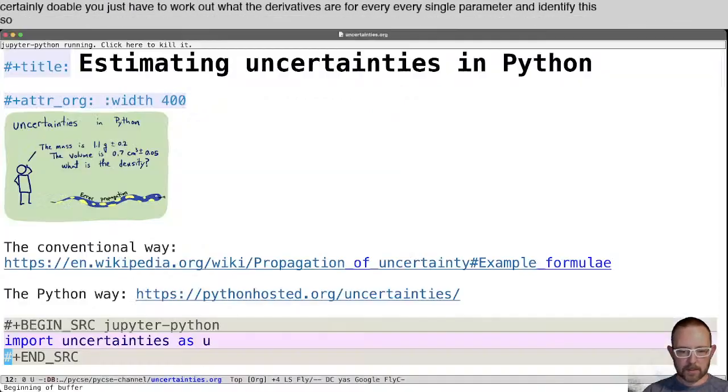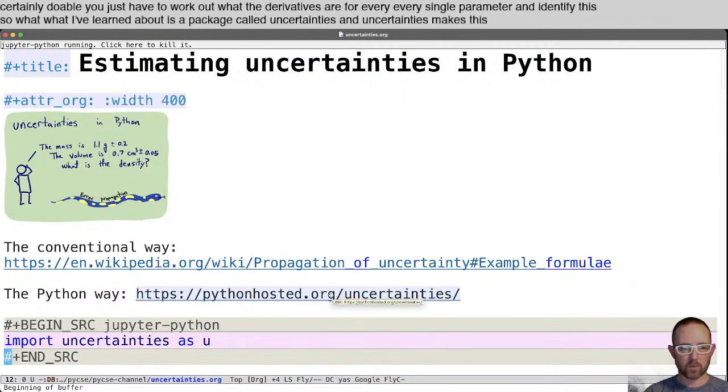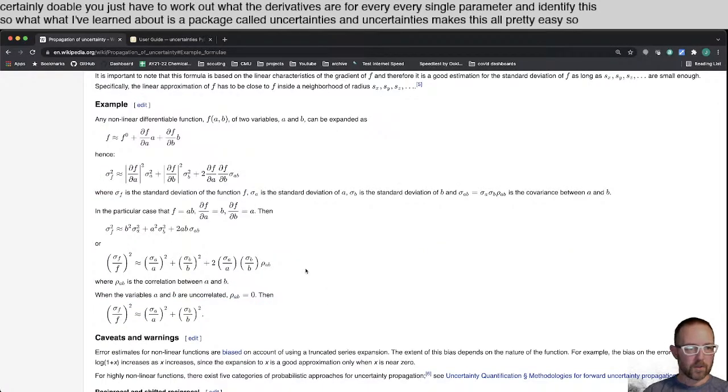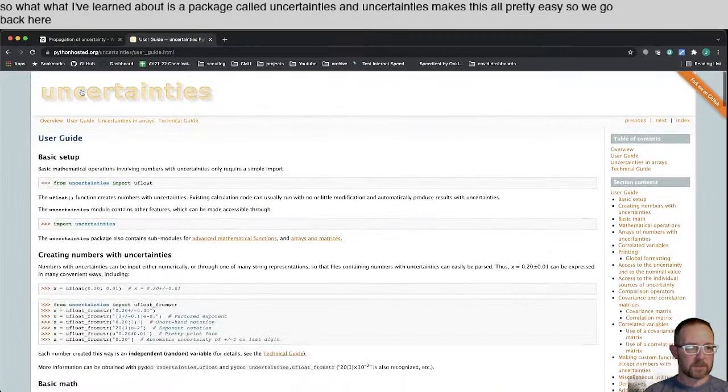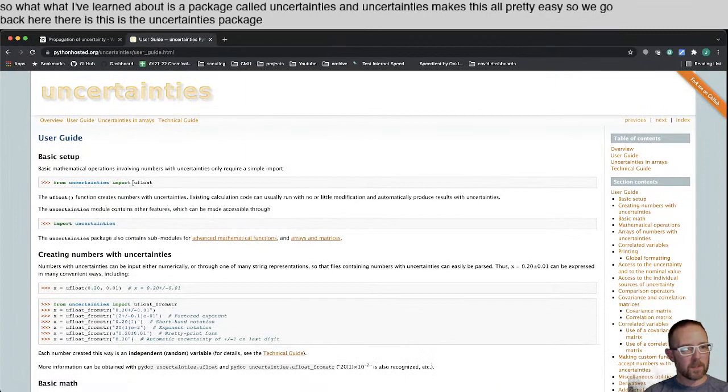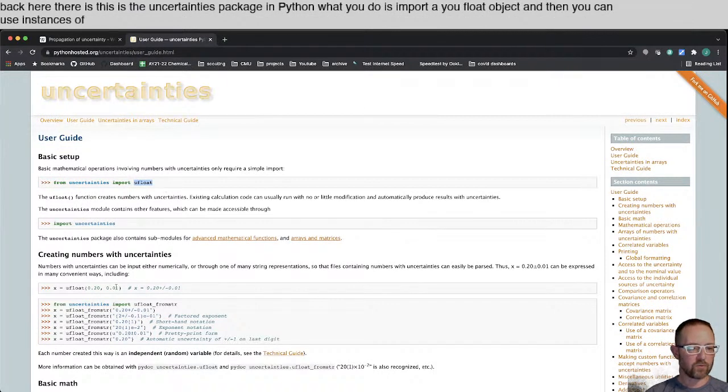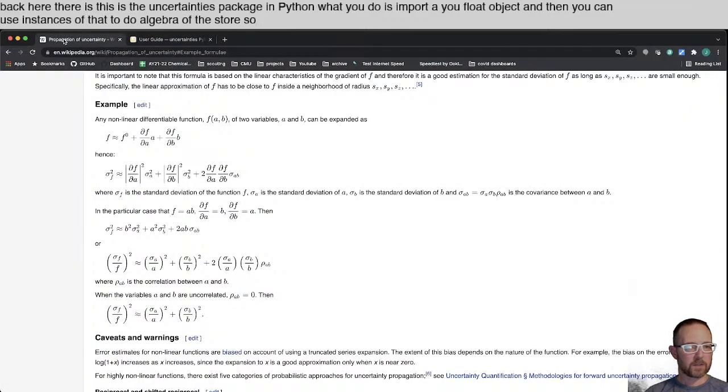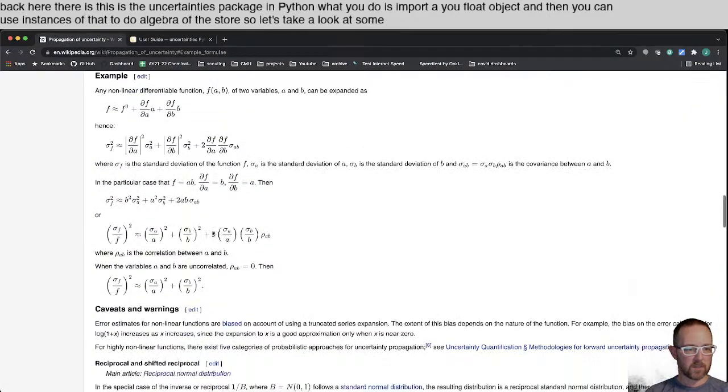So what I've learned about is a package called uncertainties, and uncertainties makes this all pretty easy. So if we go back here, this is the uncertainties package in Python. What you do is import a ufloat object, and then you can use instances of that to do algebra of this sort. So let's take a look at some examples.